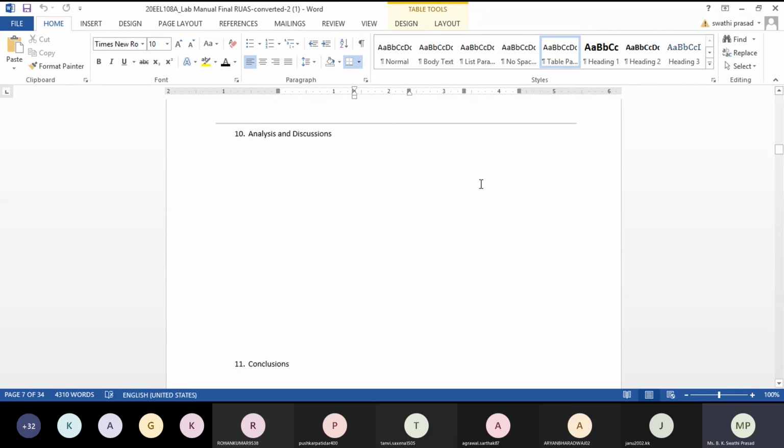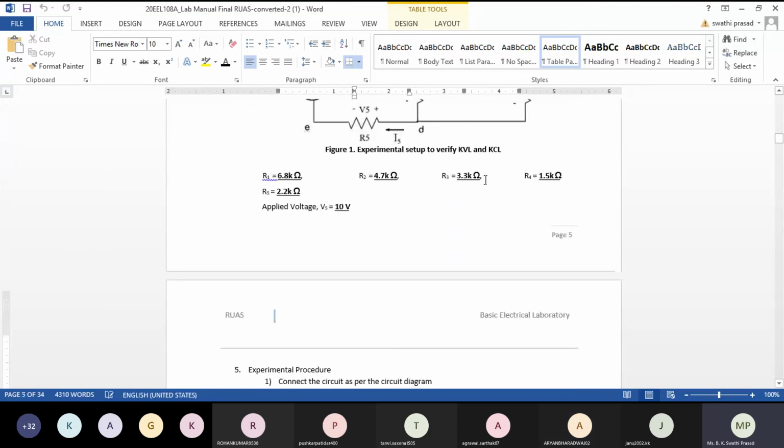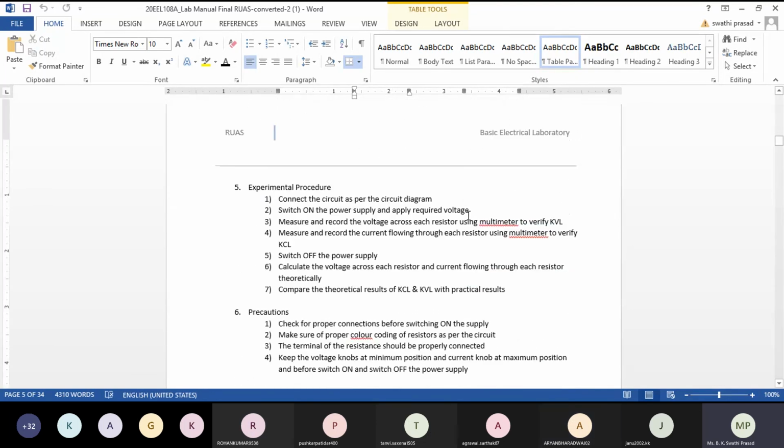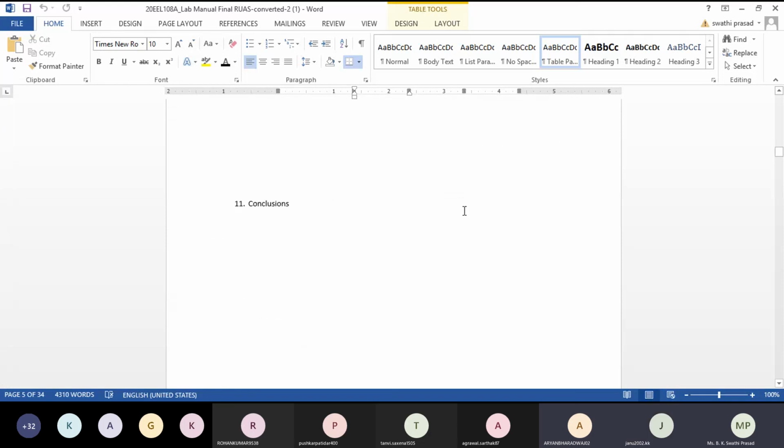Later, conclusion. What will you conclude? What is the aim that you have given? To verify, to compute voltage and current for each parameter. So your conclusion should be, I have calculated voltage and current for each branch using KVL, KCL and Ohm's law. I'm just telling casually, but you have to make it a neat sentence, okay? Then second point, I have also verified both of Kirchhoff's laws. This should be your conclusion and then you have to end it. Is it fine? Okay, ma'am.